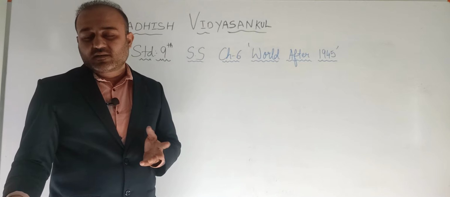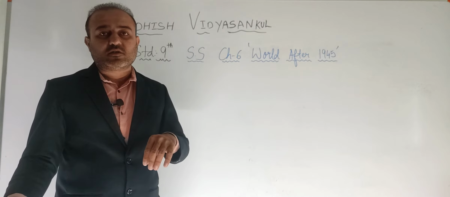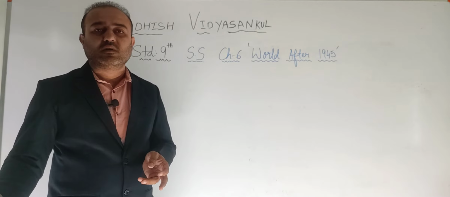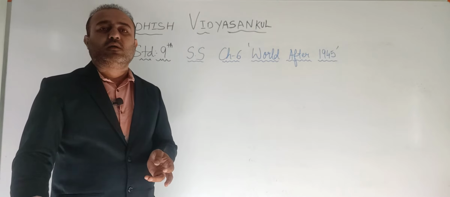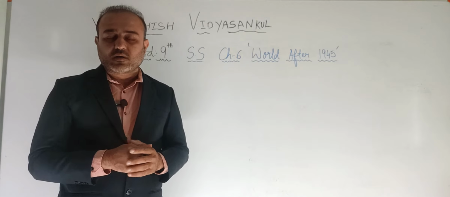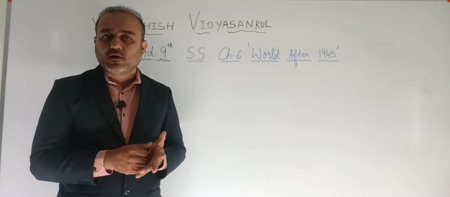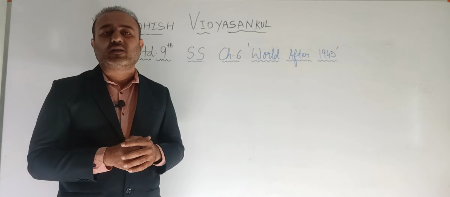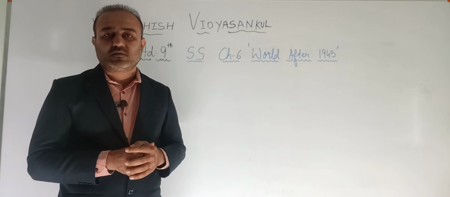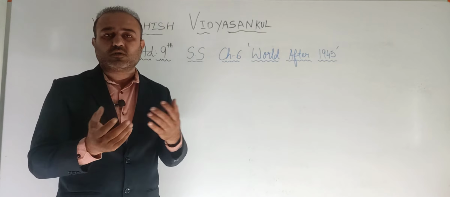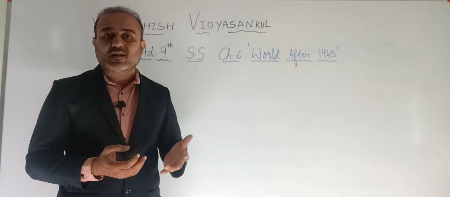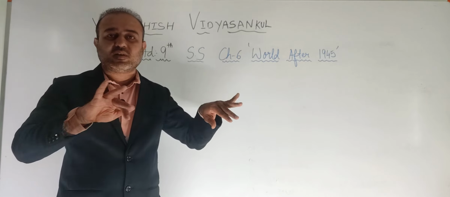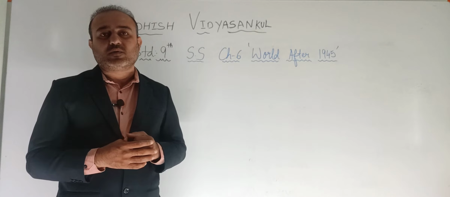Then we had seen the partition and unification of Germany, because we know that Germany was the reason for the First and the Second World War. So after the Second World War, Germany had lost, and the different parts of Germany were divided by the winning nations. They took over some part of Germany under their control. Then we had seen how Germany was divided into East Germany and West Germany. So that had taken place.